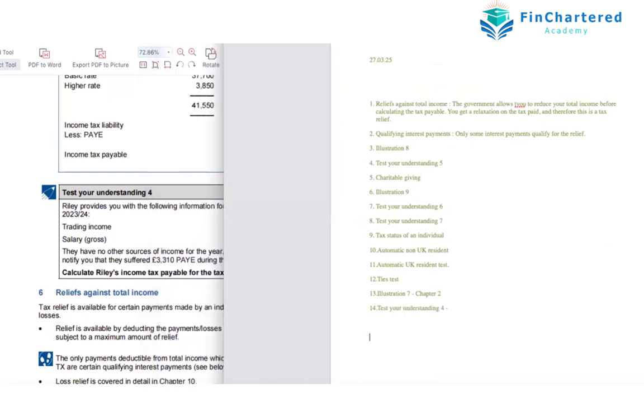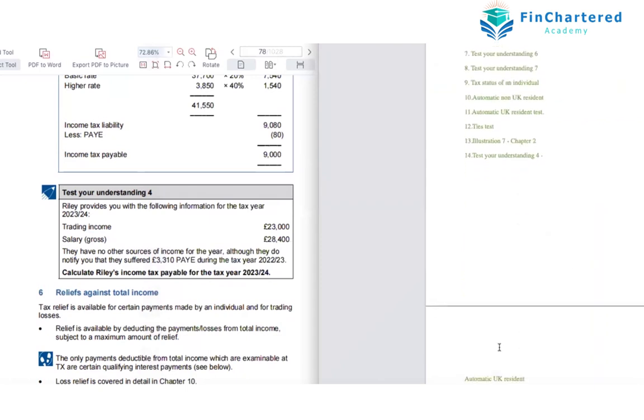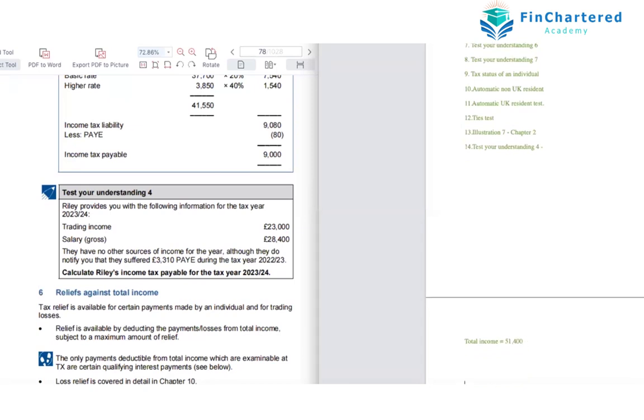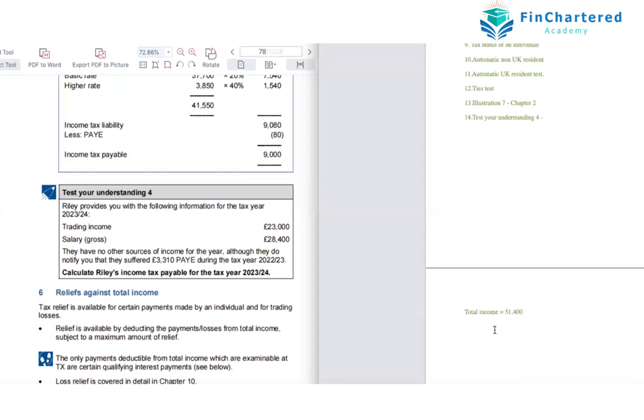Riley provides you with the following information: trading income, salary. So basically, the total income is 23,000 plus 28,400. How much is Riley's total income? Quickly do the calculation. 51,400, right? So again, his income is less than 100,000. So he will have a personal allowance of 12,570 because he's also not making any donations or anything of that sort. So there'll be no adjustment.